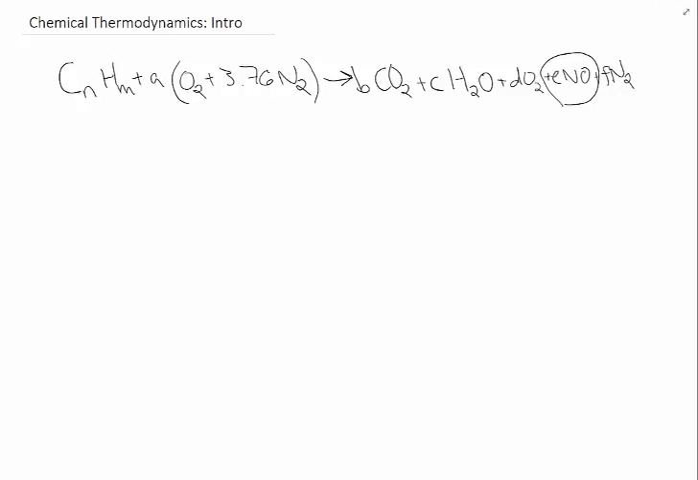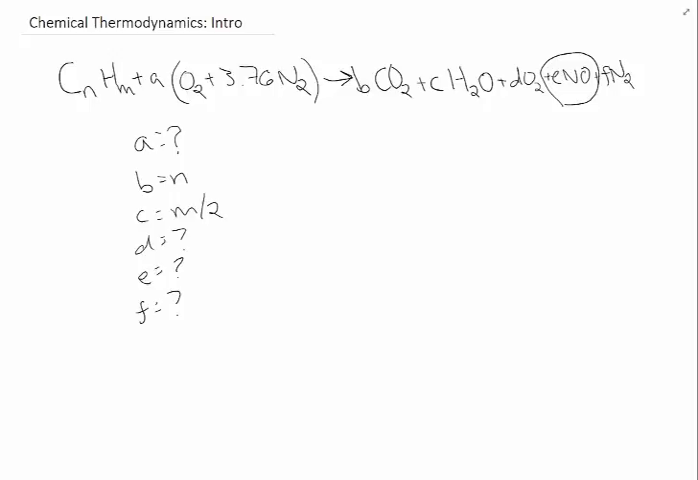All right, this is what you should have found. You should have found that while you can calculate the coefficients for the carbon dioxide and the water, you can't calculate any of the other coefficients. And what chemical thermodynamics is going to do is help us determine how to find those coefficients for this entire chemical reaction.